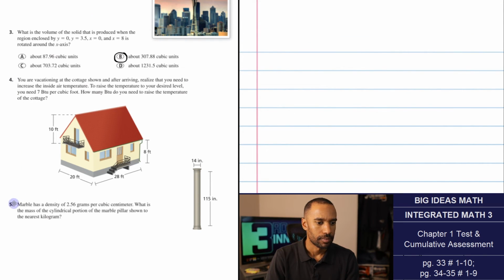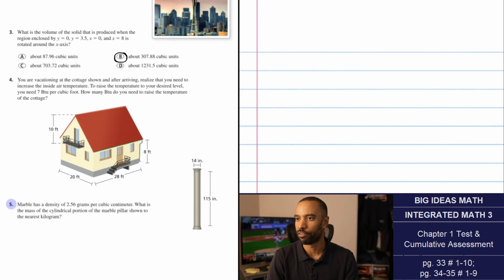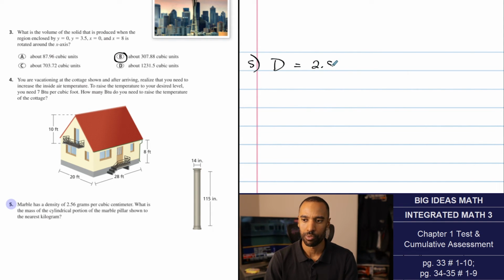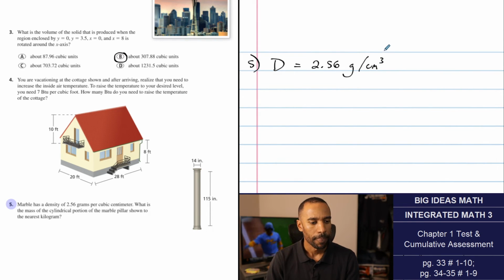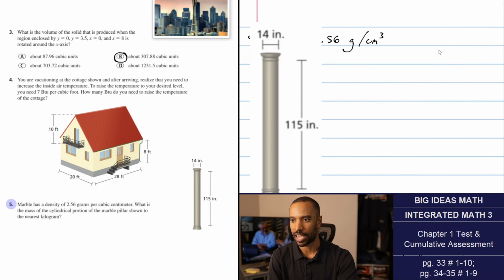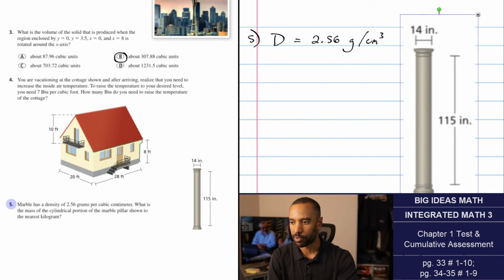Marble has a density of 2.56 grams per cubic centimeter. I did not know that. So density equals 2.56 grams per cubic centimeter. What is the mass of the cylindrical portion of the marble pillar shown to the nearest kilogram? So if you notice, they did state cylindrical, and it kind of looks like it. You'll notice that this is also in inches, and they give us a diameter. So we're going to have to do some conversion practice.